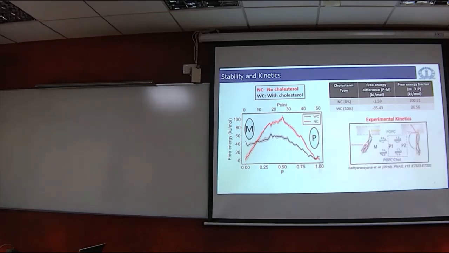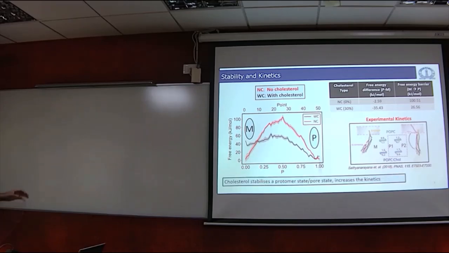Previously in our lab, experimentally, we also got a very similar behavior of this protein in the conformational change, which was published in 2018. So here, it means that cholesterol stabilizes a single protomer state. So it is very likely going to stabilize the entire pore state, which is made up of these protomers, because of the reduction in the free energy difference values. And it increases the kinetics as well, because of the reduction in the free energy barrier.